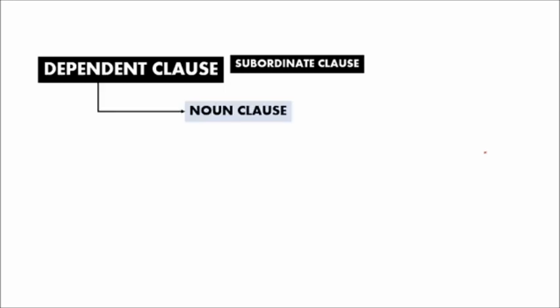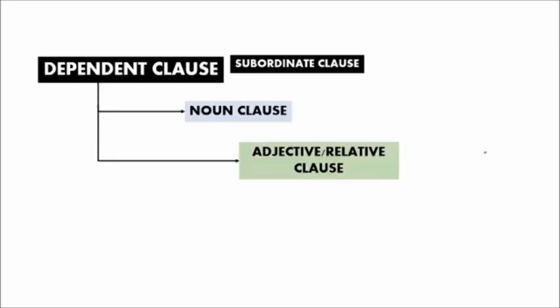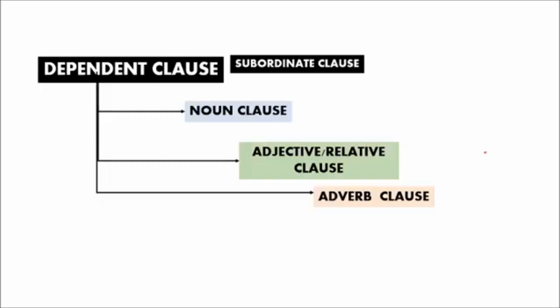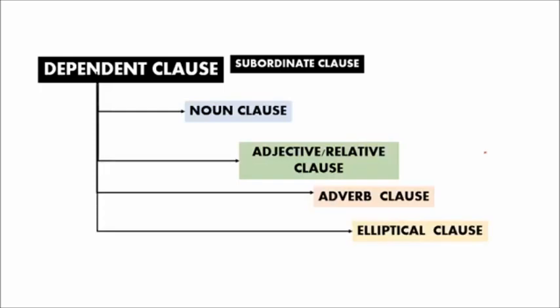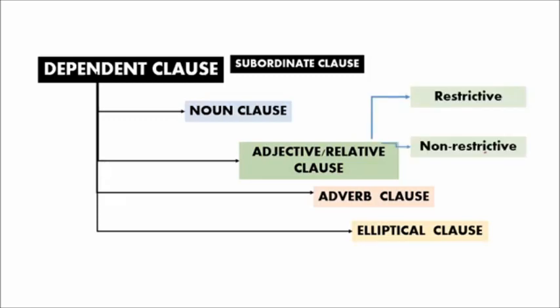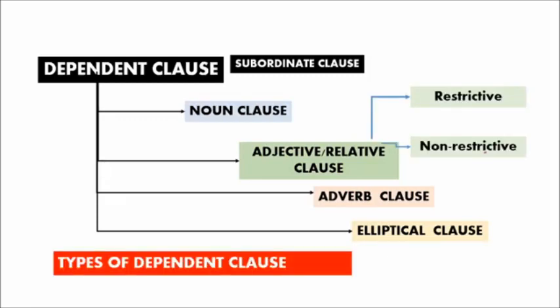And there are types of dependent clauses. A dependent clause is also called a subordinate clause, and there are types of subordinate clauses. We have noun clause, we have adjective or relative clause, we have adverb clause, and elliptical clause. Adjective or relative clauses can be restrictive, and they can be non-restrictive. So these are the types of dependent clauses.